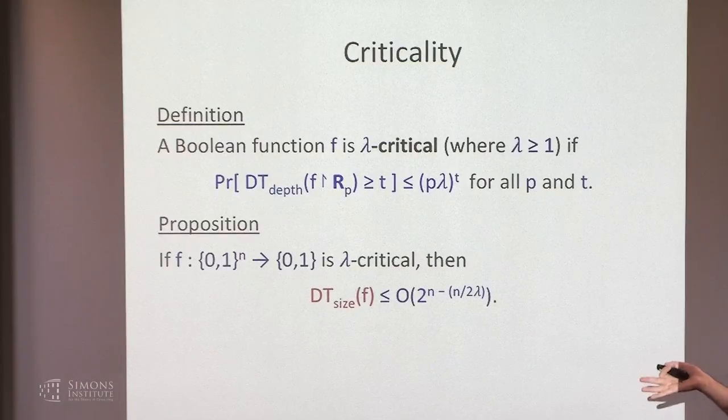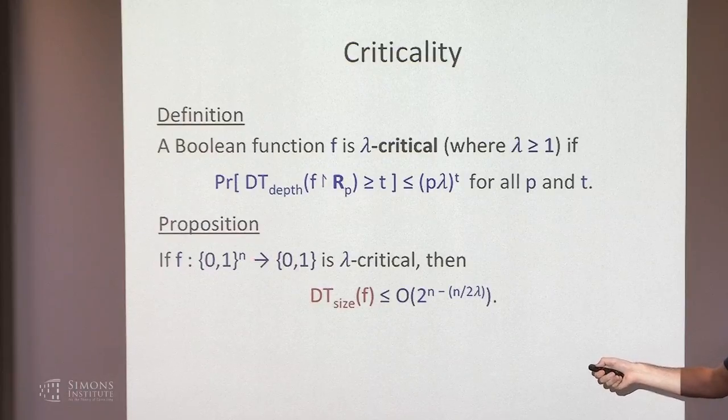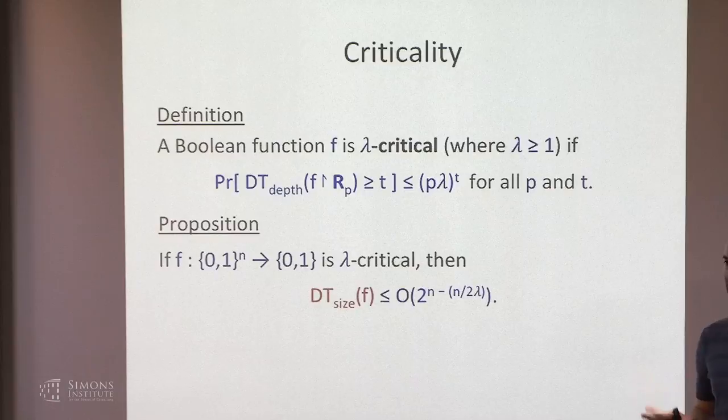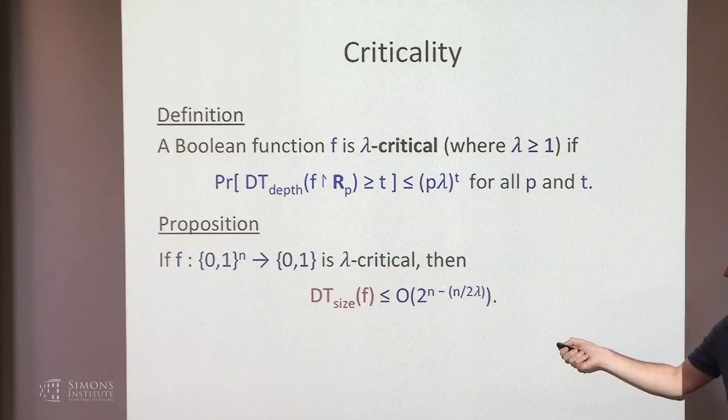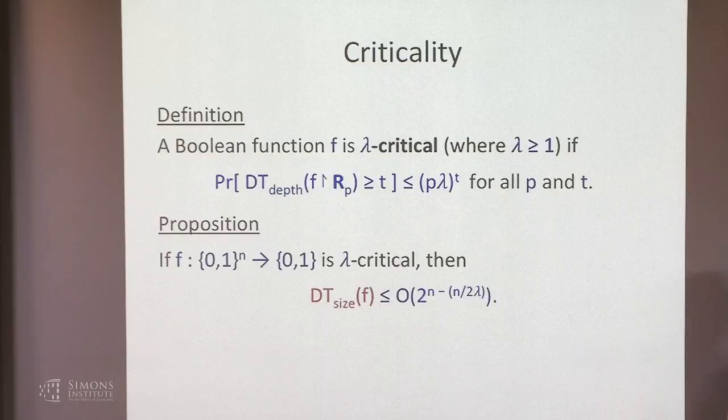So now here's the observation: why is this concept nice? Well, the observation is that if you have a Boolean function on n variables which is lambda critical, then you have a bound on the decision tree size of the function. So not the decision tree depth, but the decision tree size. I claim you get the following bound, order of 2 to the n minus n over 2 lambda.